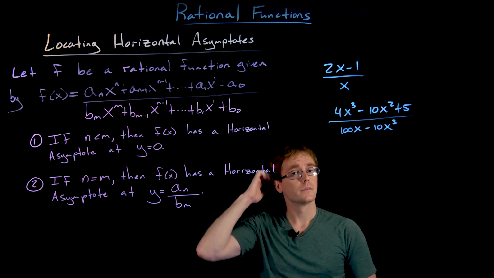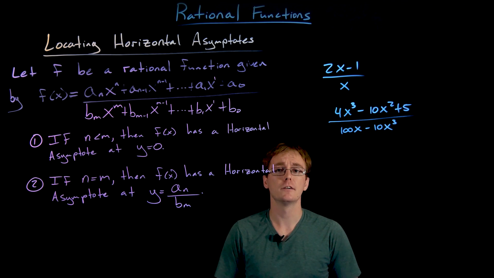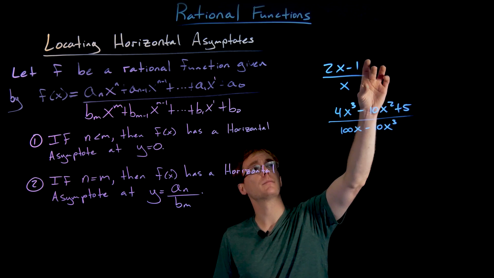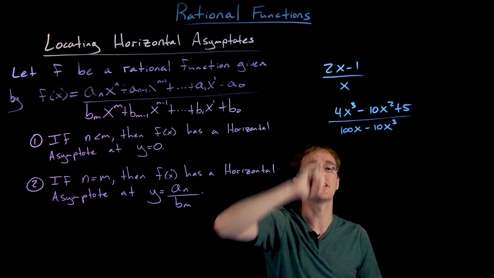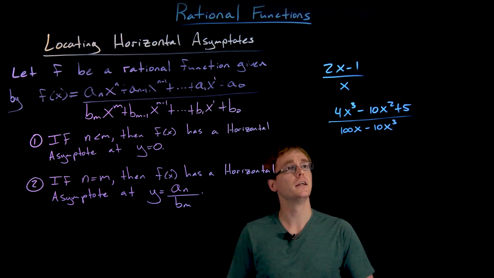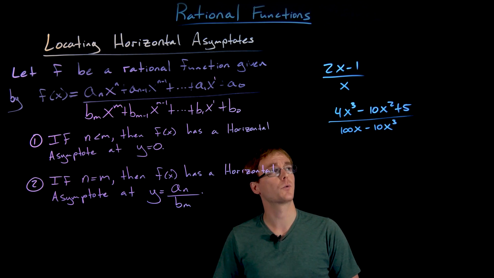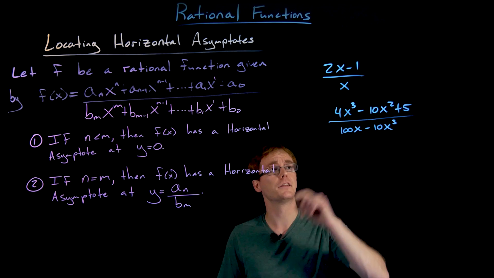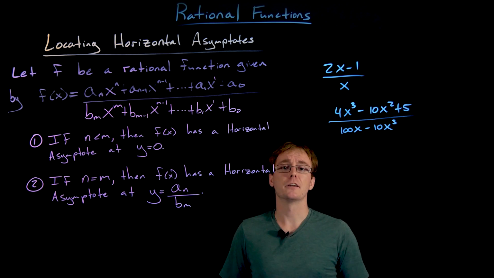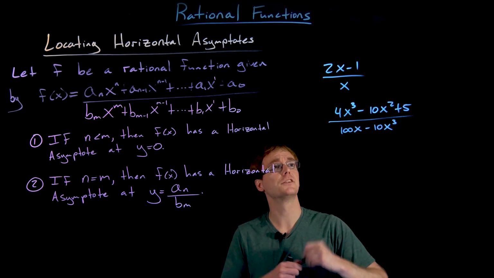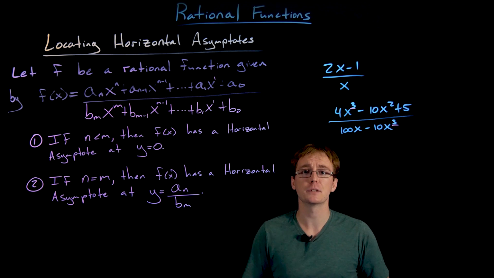All right, so here I have two quick examples of some rational functions that satisfy our criteria for the second case here. So in our first example, our rational function is 2x minus 1 over x. Notice how both the numerator and the denominator are degree 1 polynomials. In our second example here, our rational function is 4x cubed minus 10x squared plus 5 in the numerator. And in the denominator, we have 100x minus 10x cubed. So just like in our first example, our second example also has the degree of the numerator equal to the degree of the denominator. They're both degree 3 polynomials.